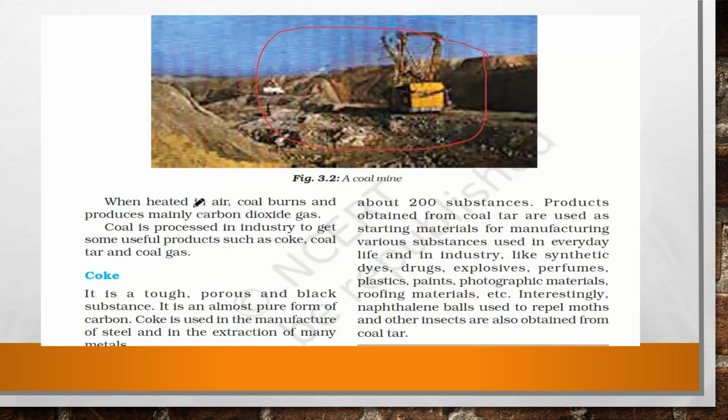Now, when heated in air, coal burns and produces mainly carbon dioxide gas. Coal is processed in industry to get some useful products such as coke, coal tar and coal gas. In the next slide we will discuss the different products which we get from coal. Is it clear? So, let us move on to the next topic.